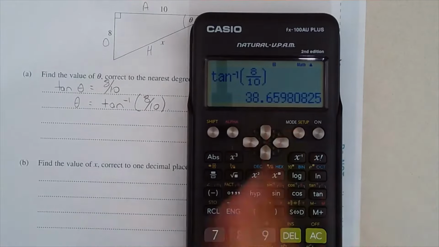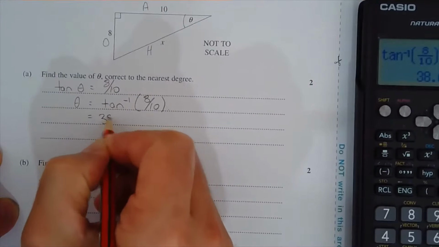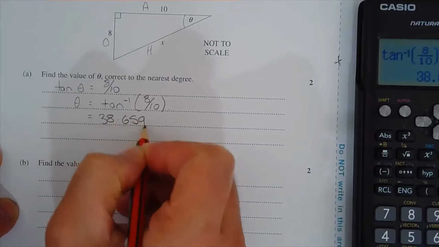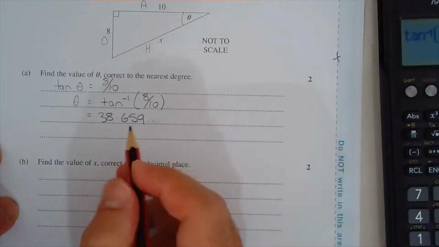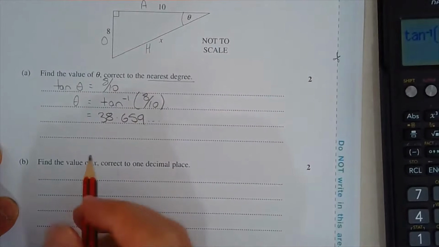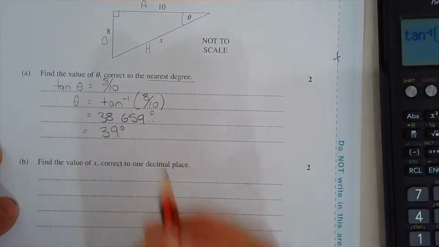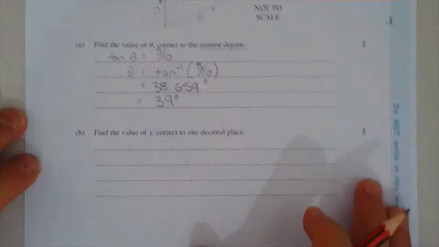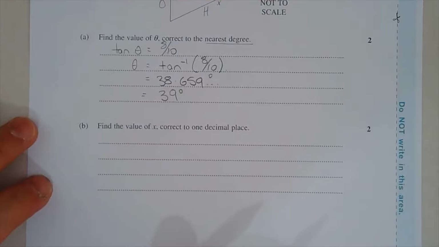And we get 38.659. Okay, 38.659 ... but we need the answer to the nearest degree, so that'll be 39 degrees to the nearest degree. Now part B says find the value of x correct to 1 decimal place.